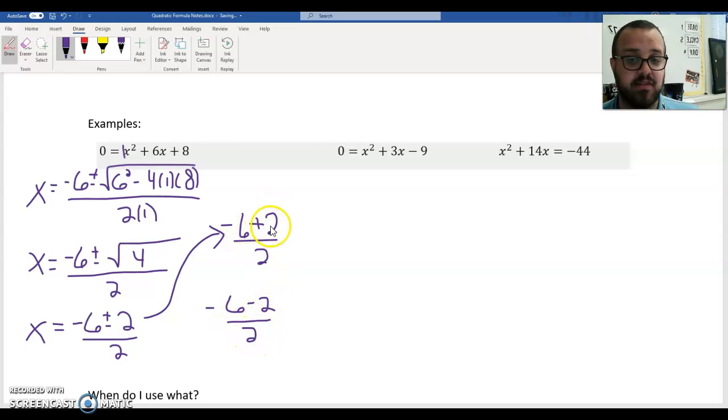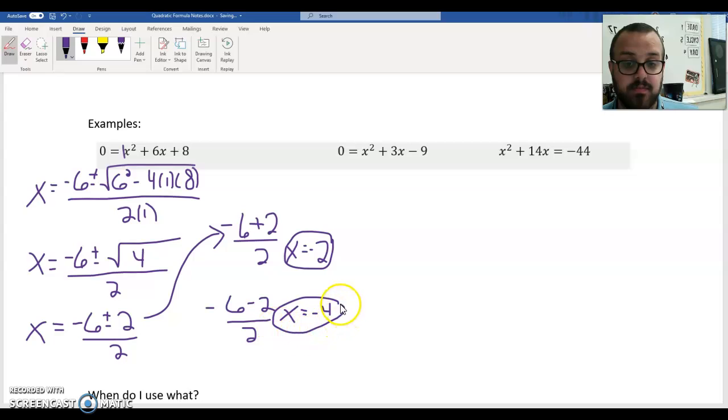The top one, negative 6 plus 2 is negative 4, divided by 2 is going to be negative 2. So x will equal negative 2. That's going to be one of my roots. And this one down here, I'm going to get negative 8 divided by 2, which means that x is going to equal negative 4, which will be another one of my roots.